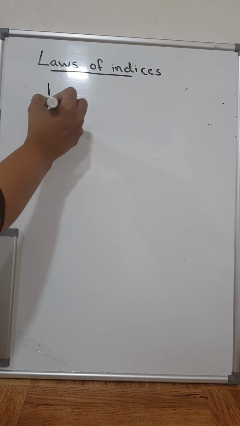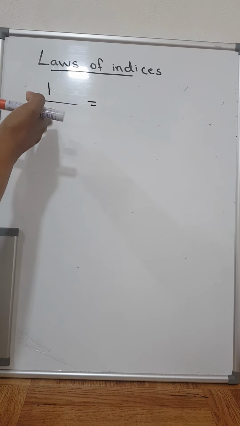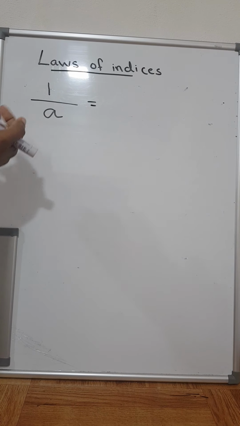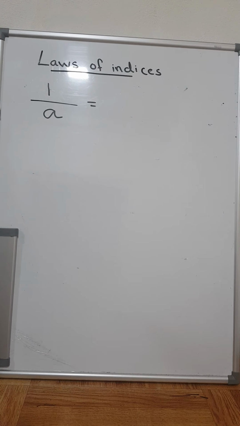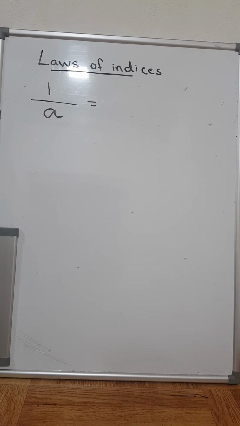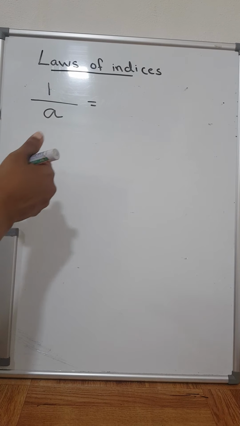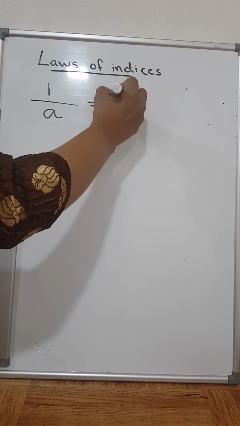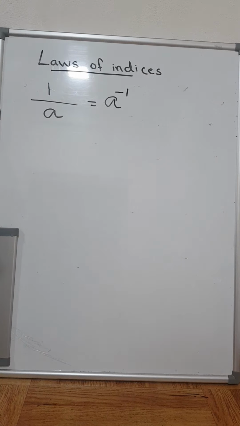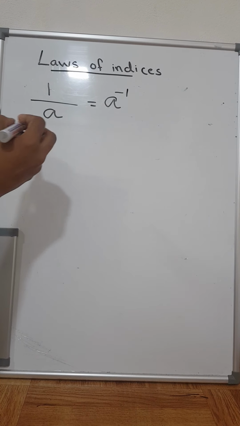Now you see 1 divided by a. Here a is in the denominator, or in the bottom. We have to take it to the numerator. How can we write it? How can we take it to the numerator? a means a to the power 1. So when we take it to the numerator, it becomes a to the power minus 1.